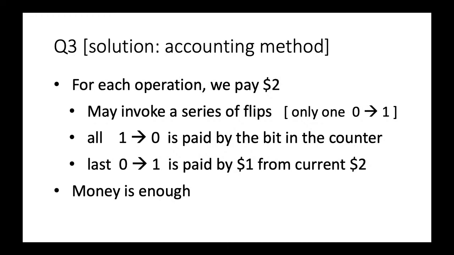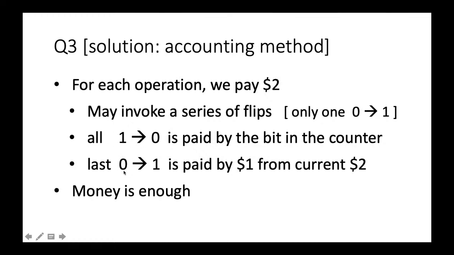You may flip some bits from 1 to 0 in a series of flips, but there will be only one of them, the last one, changing from 0 to 1. So all of them are 1 to 0, except the last one, which is 0 to 1. Now for all those 1 to 0 flips, we recall that if there is a 1 inside the counter, it has $1. So this money is now paid to do this flipping operation.